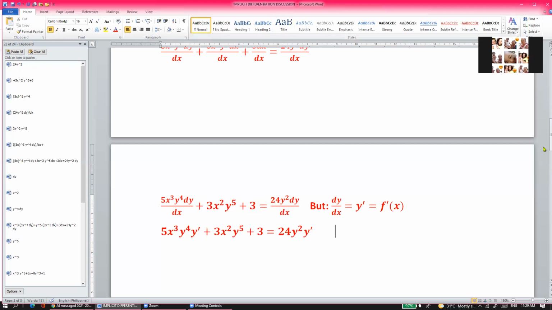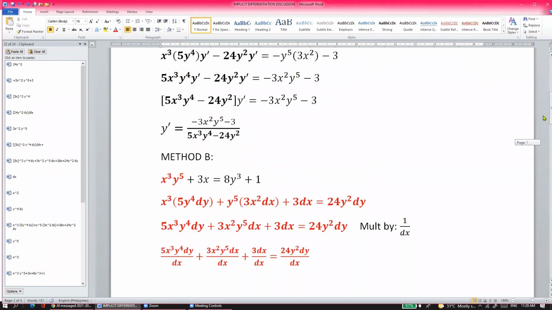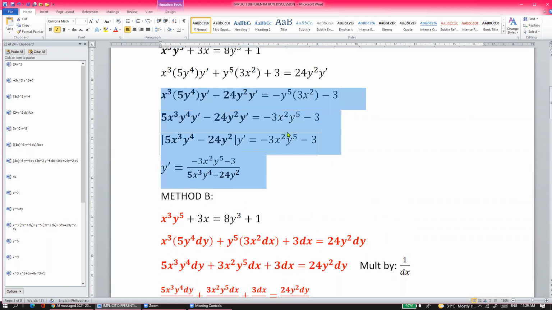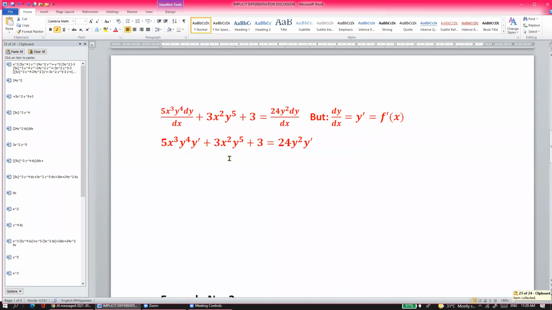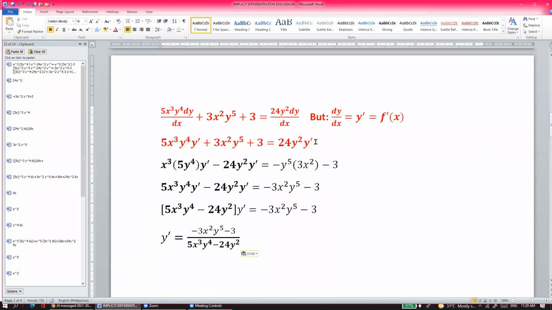Malinaw ba? So, lahat ng may y prime, dadaling ko sa left, and lahat ng walang y prime, dadaling ko sa right. Actually, ito din yon. Para mabilis na lang, no? Ito siya. So, mula dito hanggang doon, hanggang sa baba, copy-paste ko na lang. Parehas lang kasi yan. Ito. Sa inyo, ha? Lahat ng may y prime, nilipat ko sa left.